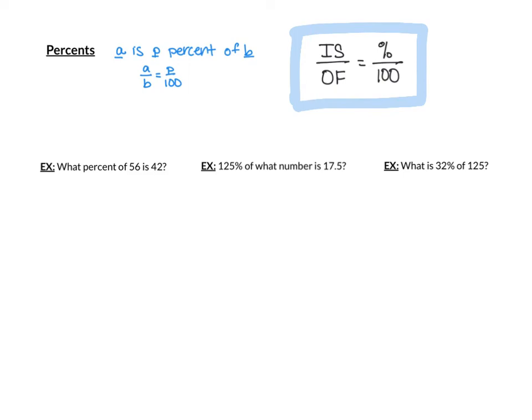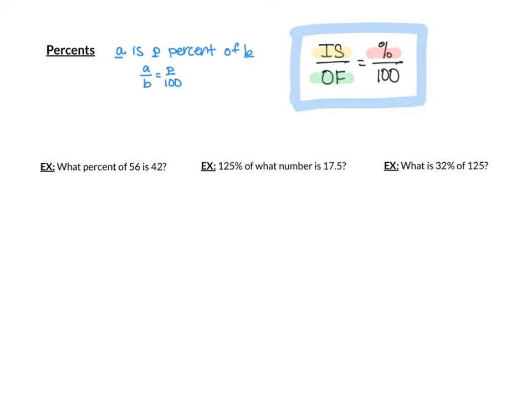We're going to look for several things. We're going to look for the word is in our problem. We're going to look for the word of in our problem. And we're going to look for the percent in our problem. 100 stays 100 every time.